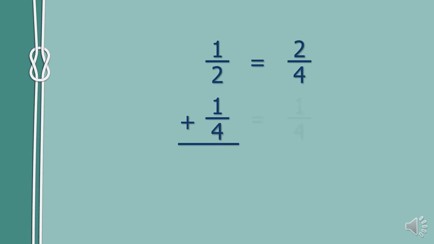And now we can add 2/4 plus 1/4, and we find the answer to our problem. It would take 3/4 of the loaf of bread to make a large sub sandwich and a small sub sandwich. Let's practice a couple more.